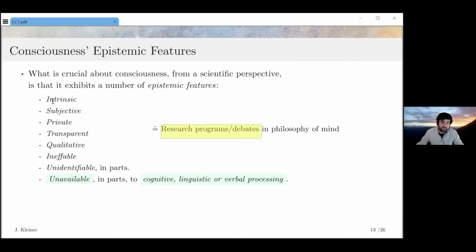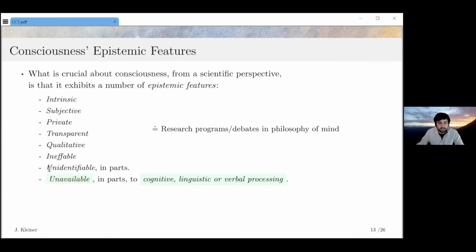Okay, so here are the epistemic features. Consciousness is intrinsic, subjective, private, transparent, qualitative. That just means basically the what-is-it-like-to-be nature of consciousness. It's ineffable, it's unidentifiable in parts, and crucially, it's unavailable in parts to cognitive, linguistic, and verbal processing. My claim is not at all that all of these are well defined. Some of them are. My claim is also not that all of these actually apply. What I'm saying is just that these are things that consciousness seems to have, and we have to take into account what they imply for the scientific study of consciousness.